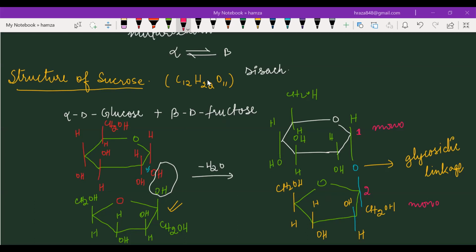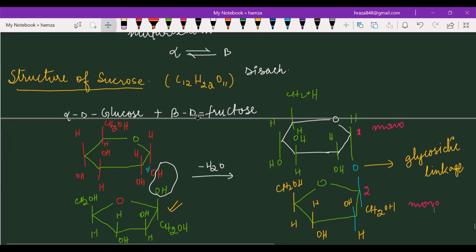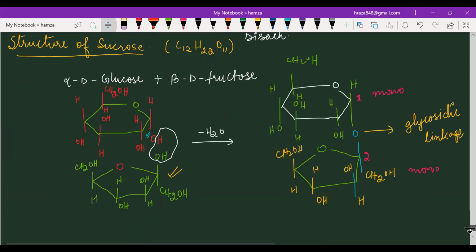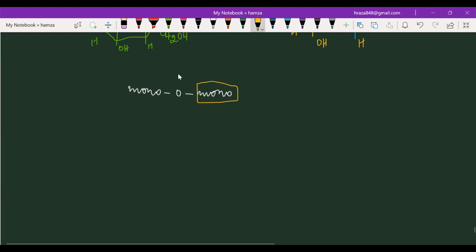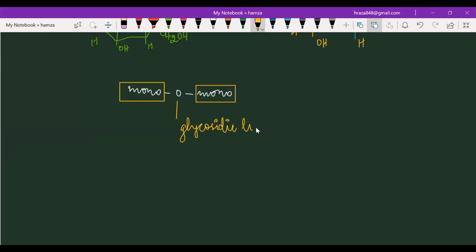Very good. Now I'm going to explain about this glycosidic linkage. You have seen that there is a mono part and then O and then a mono part. In between these two, this O is present. That is known as glycosidic linkage.